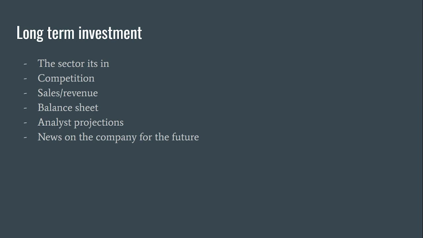Competition, looking at different competition between certain stocks. Looking at chip makers like NVIDIA, AMD, and Intel. Okay? Three very popular names. They're all competing with each other. Figure out which stock, in your opinion, has the best business model for their future and go from there and choose that stock. Sales and revenue, balance sheets, all important to take into consideration, and we'll figure out how to look into balance sheets later in this video.